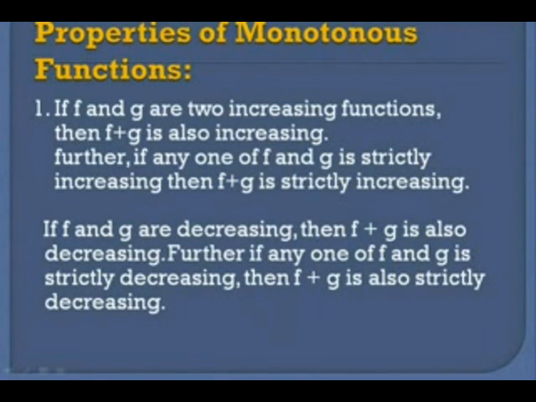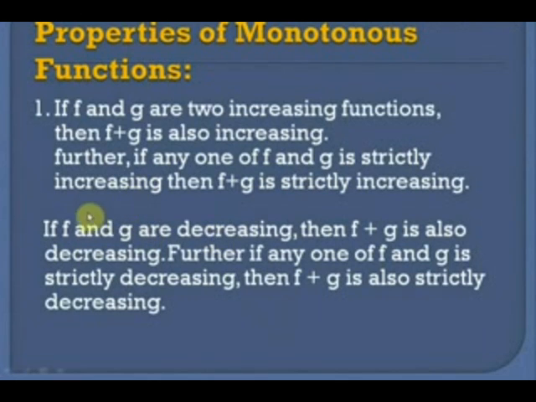The first is, if f and g are two increasing functions, then f plus g is also an increasing function. That is, if we have two functions f and g and both are increasing functions, then the sum of these functions is also an increasing function. Further, if any one of f and g is a strictly increasing function, then f plus g is also strictly increasing. So in the first part, f and g were just two increasing or non-decreasing functions. But if any of f and g is strictly increasing, then the sum of these functions is also strictly increasing.